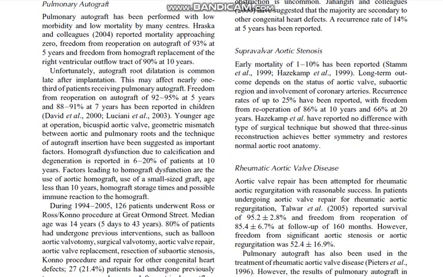Supravalvular aortic stenosis. Early mortality of 1 to 10% has been reported. Long-term outcome depends on the status of aortic valve, subaortic region, and involvement of coronary arteries. Recurrence rates of up to 25% have been reported, with freedom from reoperation of 86% at 10 years and 66% at 20 years. Hazekamp has reported no difference with type of surgical technique, but shows that 3 sinus reconstruction achieves better symmetry and restores normal aortic root anatomy.